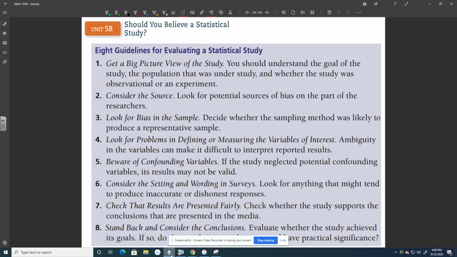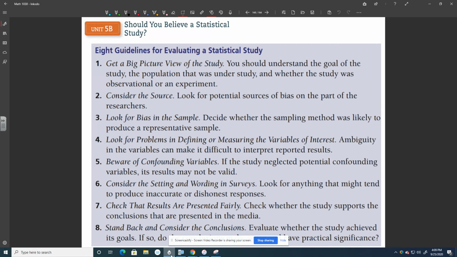All right, guys. So Unit 5B. Not a lot of math involved in this unit. In fact, it's a lot of evaluating language and looking at studies and what was done. So I guess the big question here is, should you believe a statistical study? So you're presented with a statistic, and the question is, should you believe it? Is it valid? Were things done in a way that it's represented correctly?